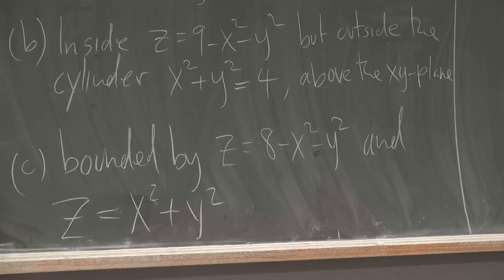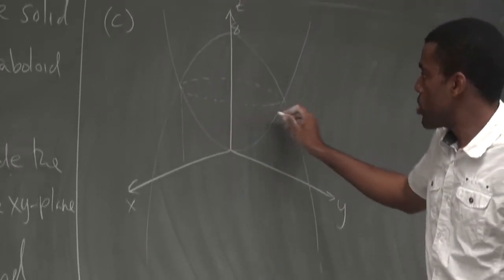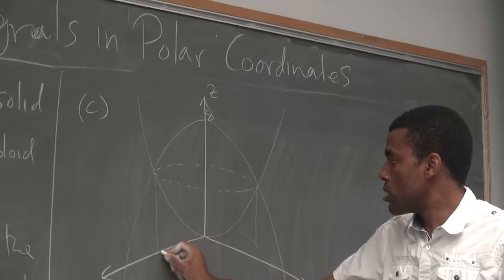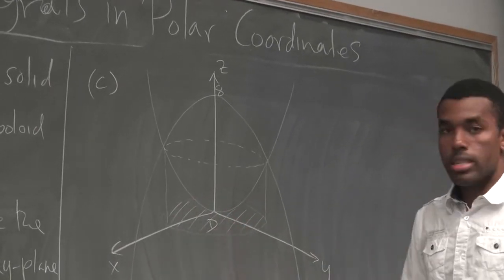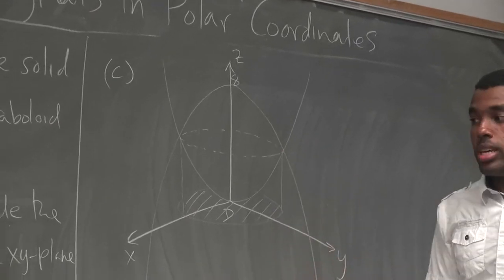How do I find the region D? You have to intersect them, right? It's going to intersect at a certain point. And that intersection I'm going to project down. It's going to look sort of circular. That's how I'm going to find my D. How do I figure out where they intersect?